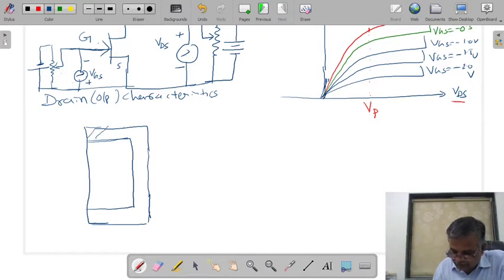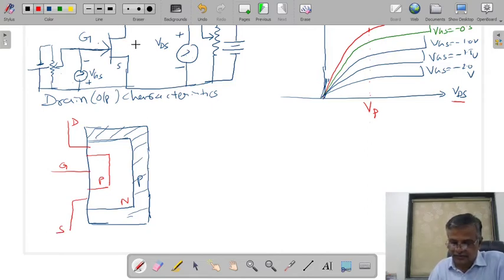Here we have written your bulk, or it is called substrate, and we have written P. This is for an N channel. Now here is your cap. This is your channel, N channel. This is called the gate, P-type material. This is a gate. This is a drain, and this is the source.